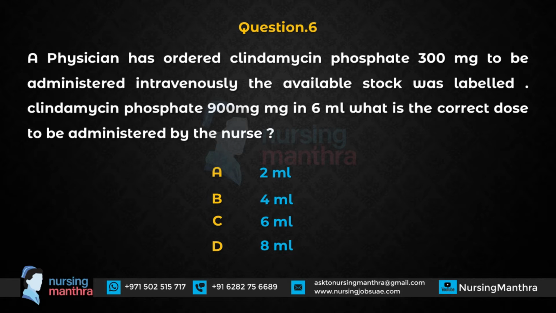Question number 6. A physician has ordered clindamycin phosphate 300 mg to be administered intravenously. The available stock was labeled clindamycin phosphate 900 mg in 6 milliliters. What is the correct dose to be administered by the nurse? A. 2 milliliters. B. 4 milliliters. C. 6 milliliters. D. 8 milliliters.